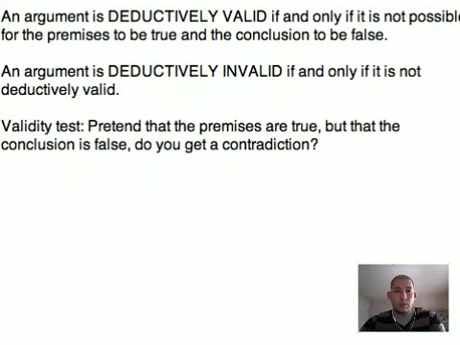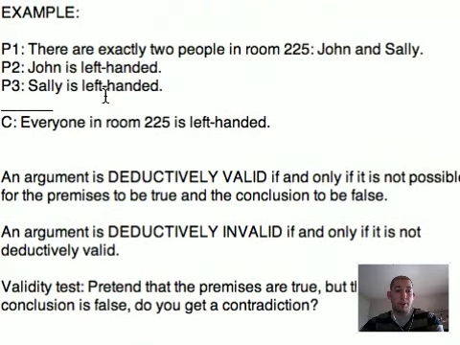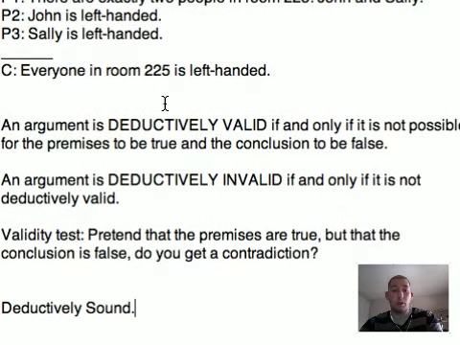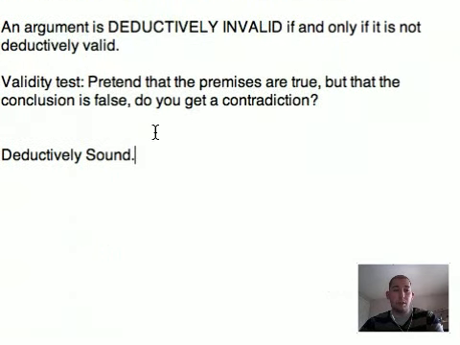Now there's an additional property that an argument can have in addition to being deductively valid, and that is to be deductively sound. So remember, when we're talking about deductive validity, we didn't care whether or not the premises are in fact true or not. But soundness does. So if an argument is deductively valid, and it turns out that the premises are in fact true, so we don't have to pretend that they're true, this is a matter of fact about the way the world is, then your argument is, in addition to being deductively valid, also deductively sound.